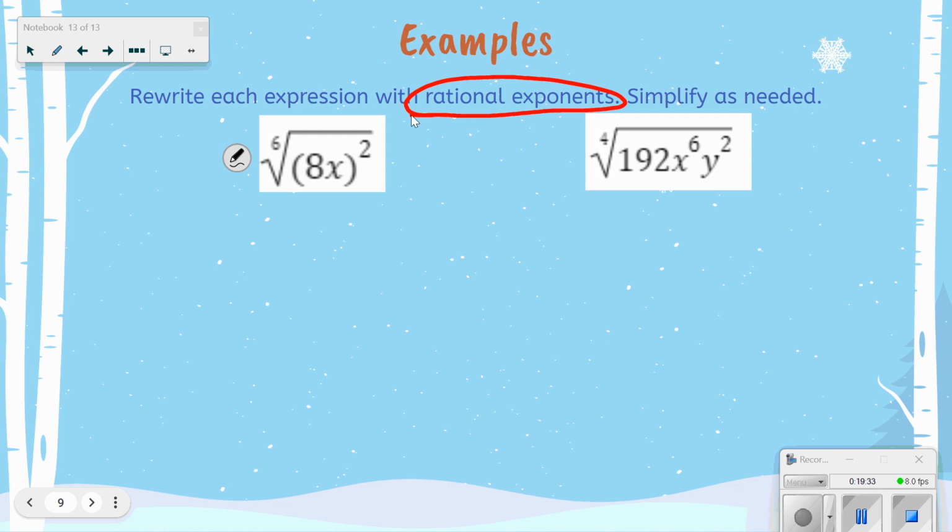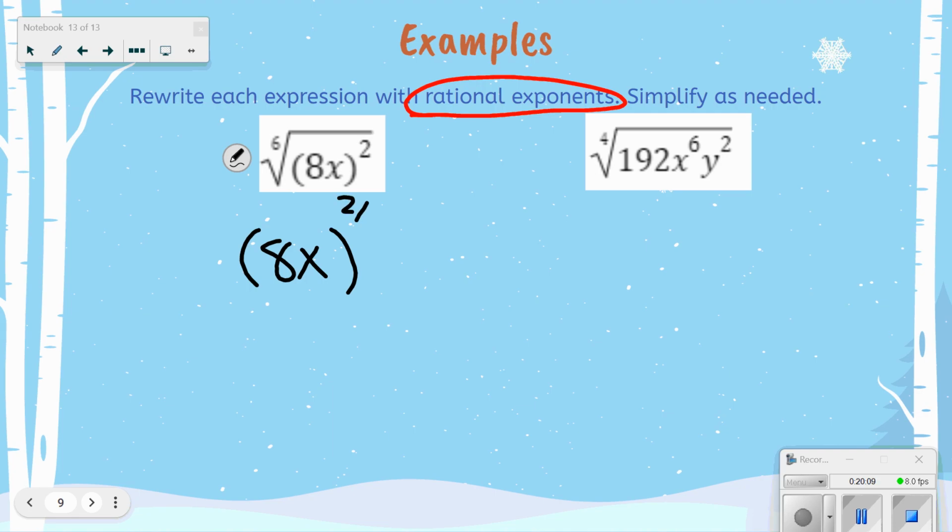Alright, looking at our first problem, we have the 6th root of 8x all squared. So if I want to write these as fractional exponents, how could I do that? What would my base be first? You know, always what's your base first? Base means like what are you taking the exponent of? Right? 8x is our base. And 8x, notice you have parentheses around it, is being taken to the what power?